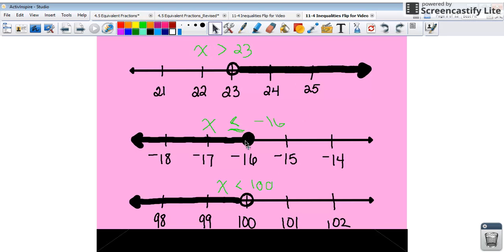There's a lot of information in this first section of this chapter. Really good idea if you need to go back and rewatch any of these parts, look at them over, make sure you write these notes down. They're very important. You need to know the difference between a closed and open circle and how to graph them and how to read a graph.